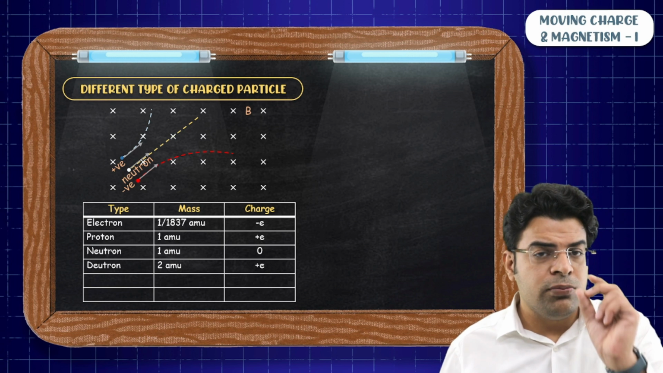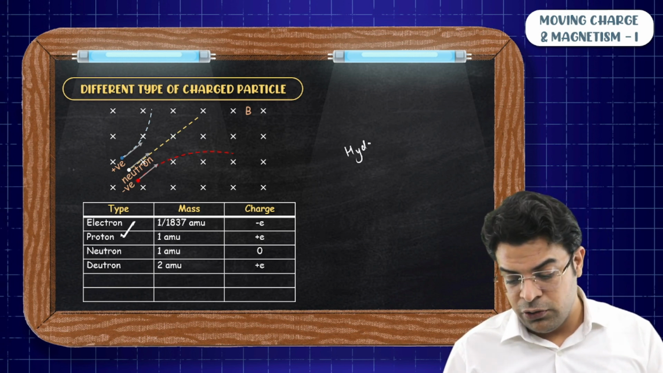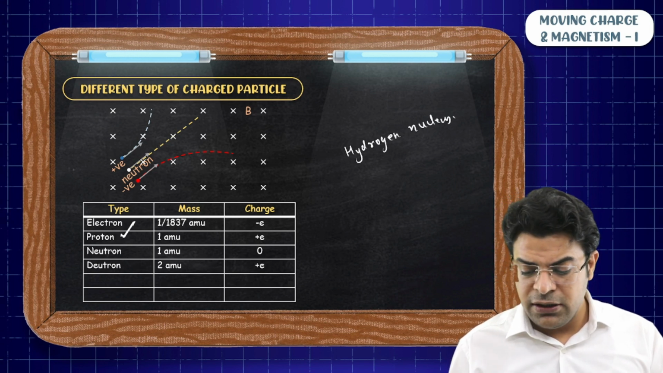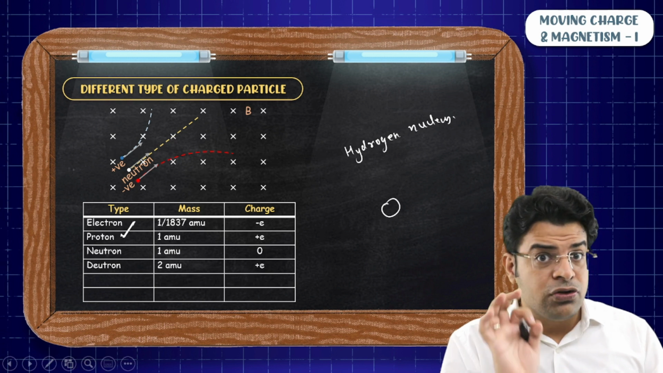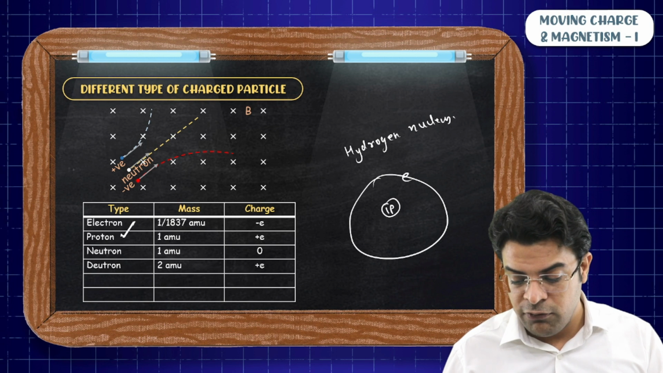Here I would like to mention one important thing. Proton is nothing but the hydrogen nucleus. If you think of the hydrogen atom, it has no neutron. It has one proton in the nucleus and one electron revolves around it.